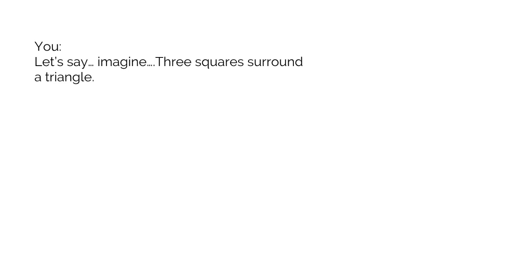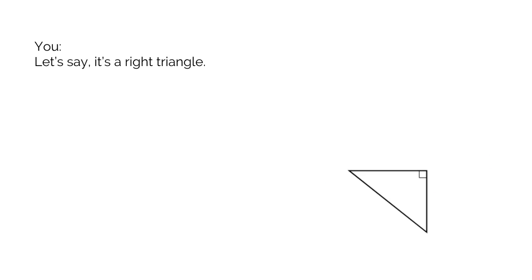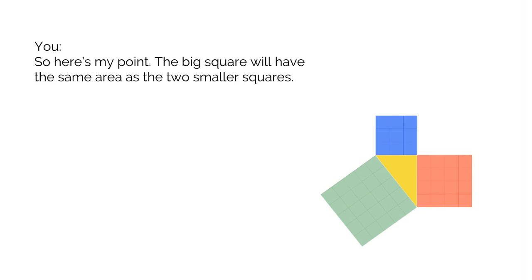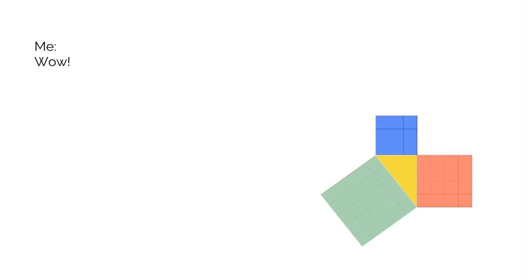So you'd say something like, let's say, imagine you've got 3 squares surrounding a triangle. And I say, yeah, okay, I can imagine that. And you say, well, imagine it's a right triangle. And I say, oh, okay, yeah, I'm with you. I'm imagining that. And you'd say, well, here's my point. And I'd say, wow. Now, this isn't finished yet because you haven't proved anything.